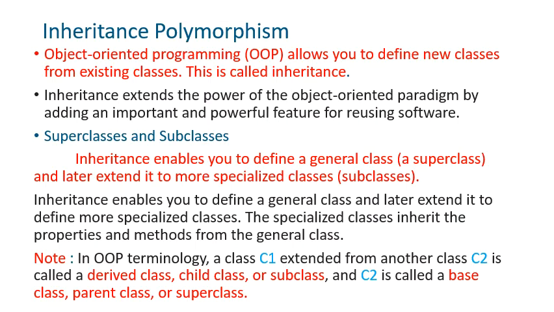Superclasses and subclasses. Inheritance enables you to define a general class, a superclass, and later extend to more specialized classes, that is the subclasses. Inheritance enables you to define a general class and later extend it to define more specialized classes. The specialized classes inherit the properties and methods from the general classes.